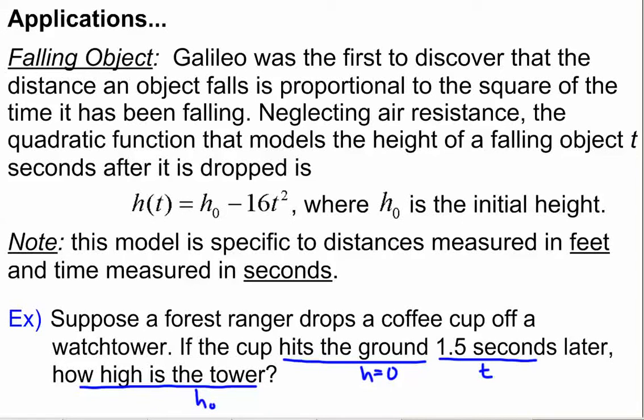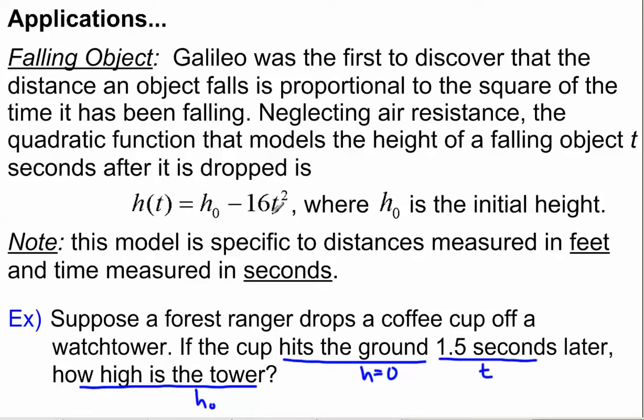Okay, well, here we're going to look at a couple examples involving heights of objects, heights of falling objects. Galileo is the one who is credited with discovering that the distance an object falls is proportional to the time it's been falling. And it turns out that the height of a falling object t seconds after it is dropped is given by this formula right here.